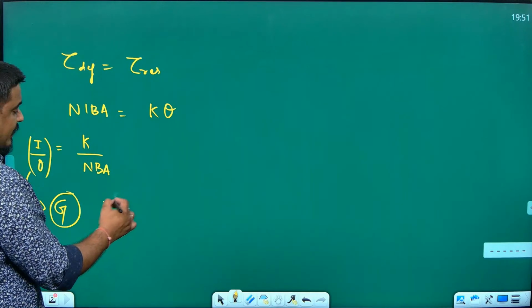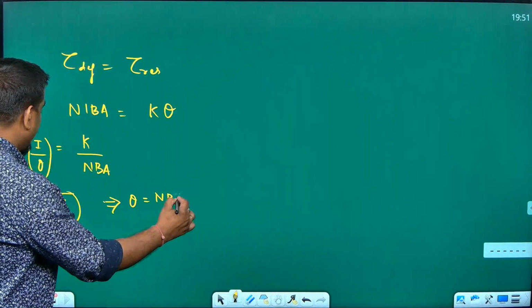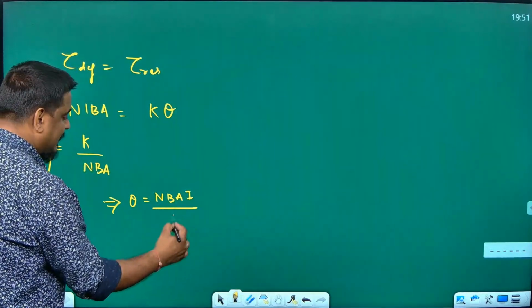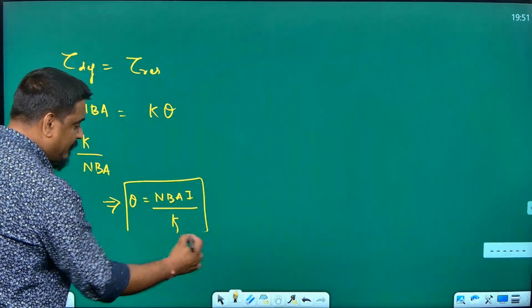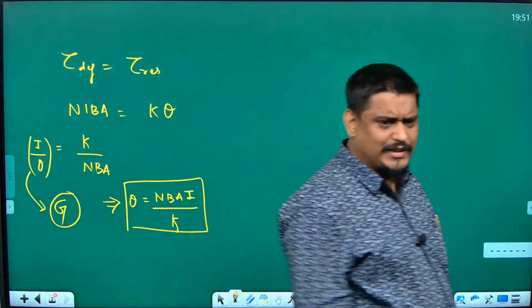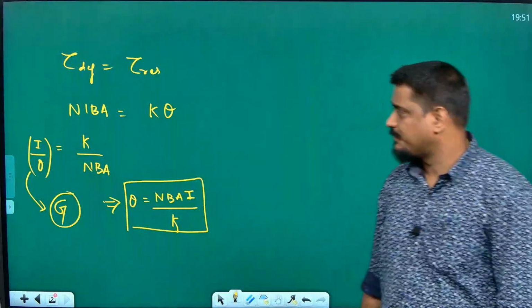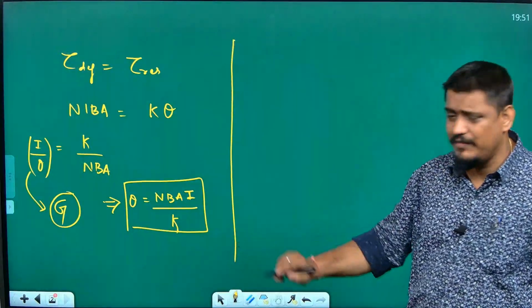Also, from here I can write, in the previous class we have found this, theta will become equal to NBA I by K, isn't it? Theta is NBA into I by K. Am I right? Very clearly you can see from here. Theta is NBA into I divided by K. Up to here we have seen in the previous class.